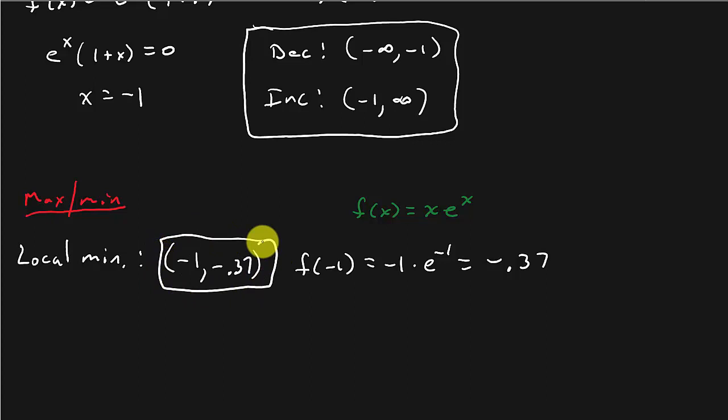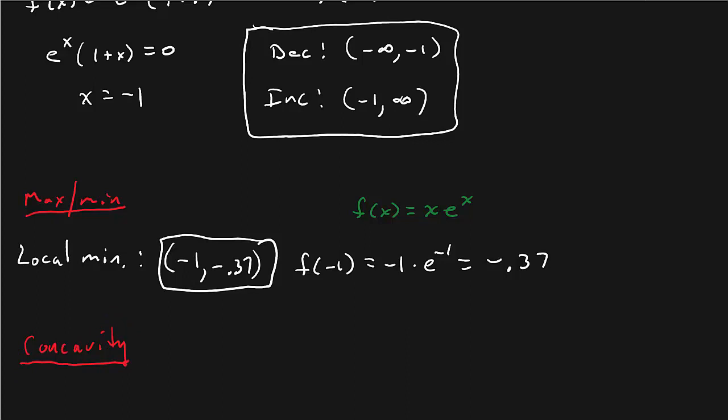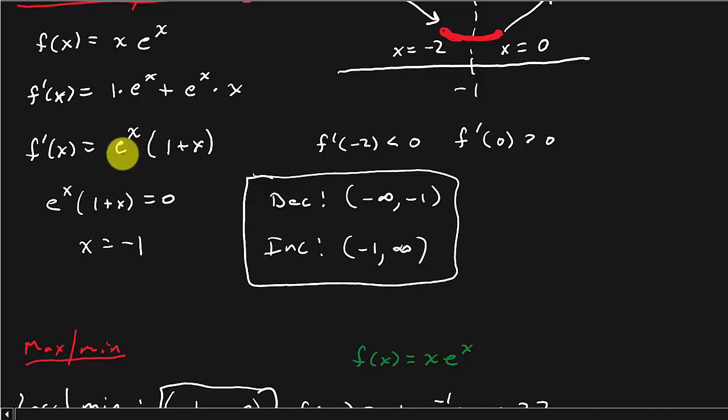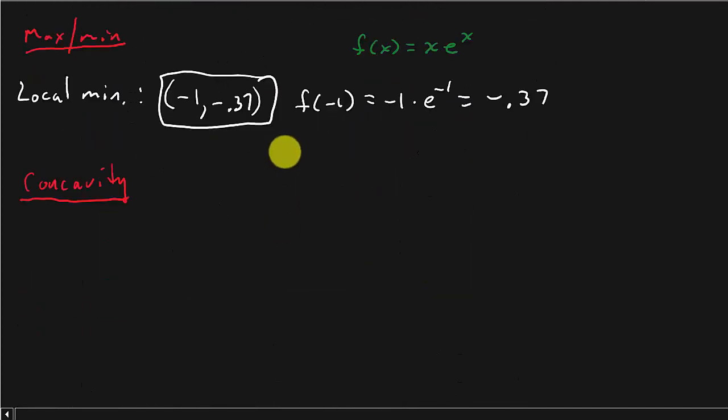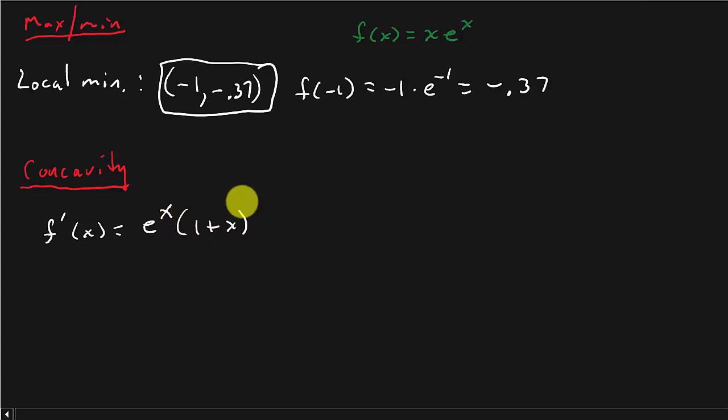All right. Now let's check for concavity. So we got concavity. We'll know where is it concave up, concave down. So we've got to find the second derivative. So let's go ahead and write this first derivative down, because we're just going to take the derivative of the first derivative, right, to find the second. So that's e to the x times 1 plus x.